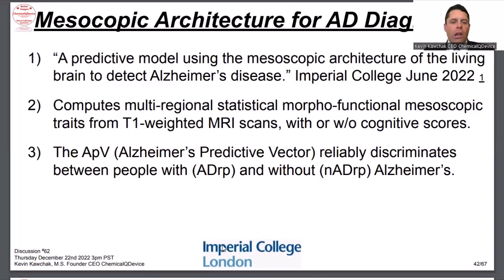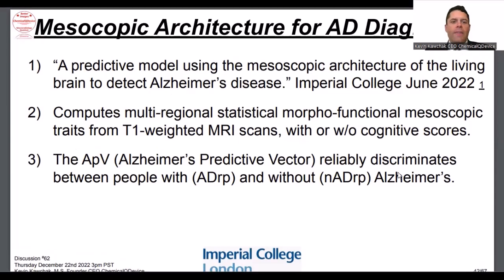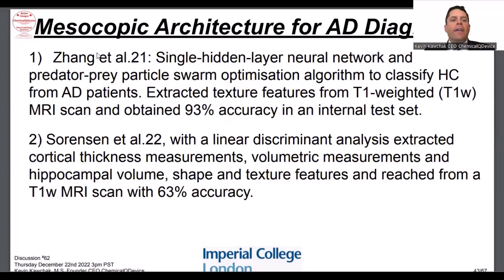And then this mesoscopic architecture paper is kind of interesting. So this is Imperial College London. This is a predictive model using the mesoscopic architecture of the living brain to detect Alzheimer's disease. In other words, Alzheimer's disease diagnosis. So they used T1 weighted MRI scans with or without cognitive scores, and then this APV, Alzheimer's predictive vector. So this is kind of incorporating with the algorithm side of it. And then there's some examples of these things.